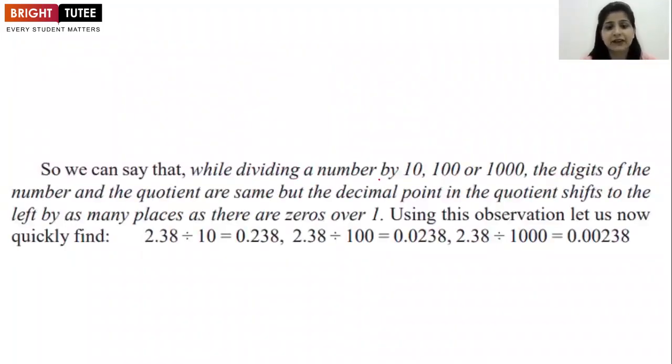So we can say, while dividing a number by 10, 100 and 1000, the digits of the number and the quotient are the same. But the decimal point in the quotient shifts to the left by as many places as there are zeros over 1. So see, 2.38 is there. We are dividing by 10. Where will it come? Here. See, at one place it is shifted. Here it is shifted by 2 places, and here it is shifted by 3 places. Right?